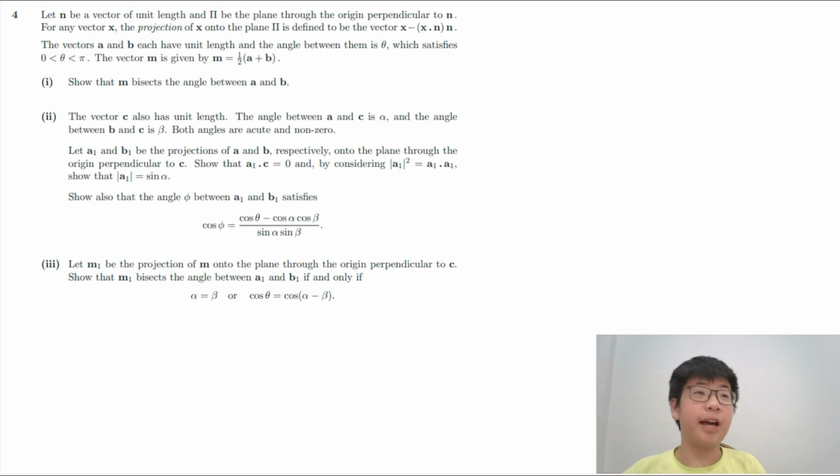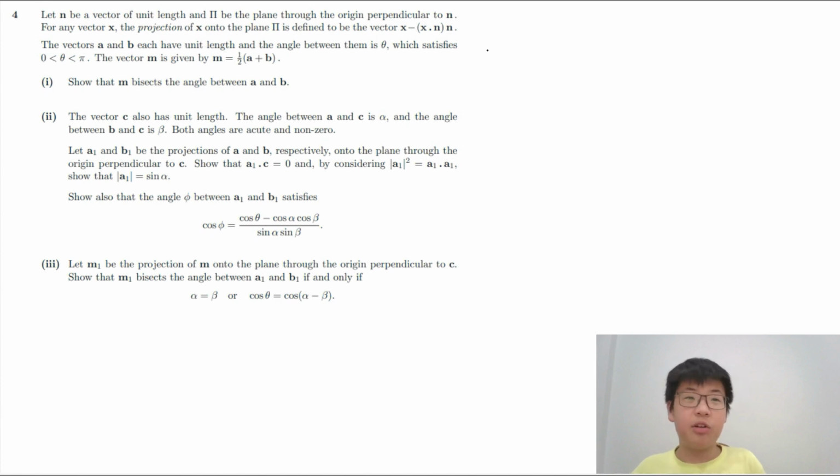Nathaniel, and today we will now do question 4 of STEP 3 2021. From the bold letters you can see it's actually a vectors question, but for the purpose of this question's sake we're going to treat it as a trigonometry question just to make things easy. So how do we show that m bisects the angle between A and B?